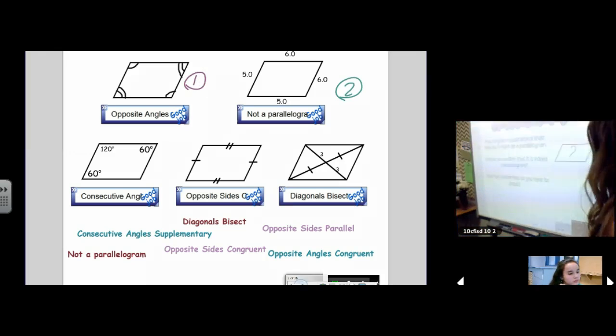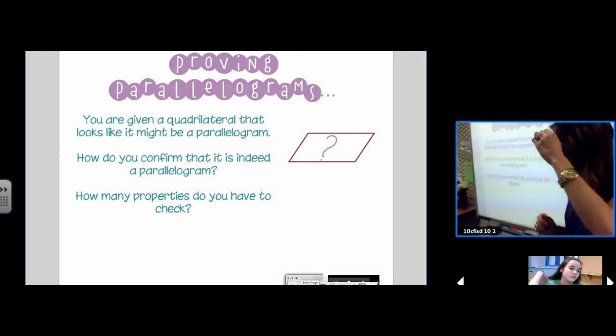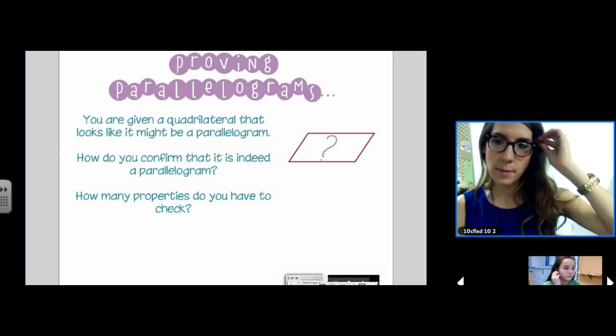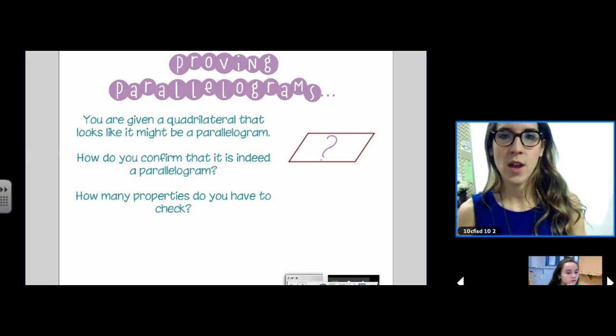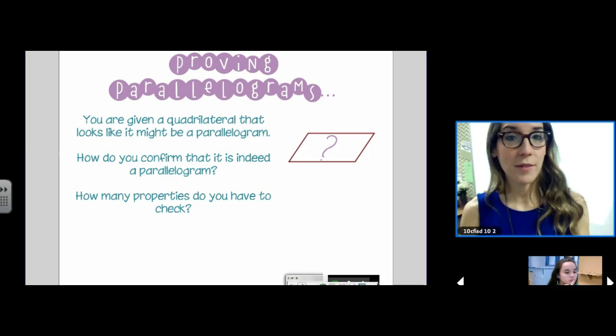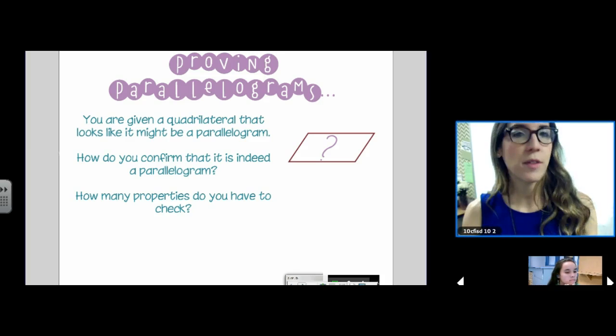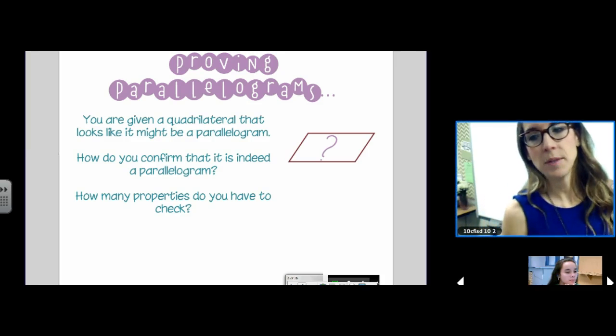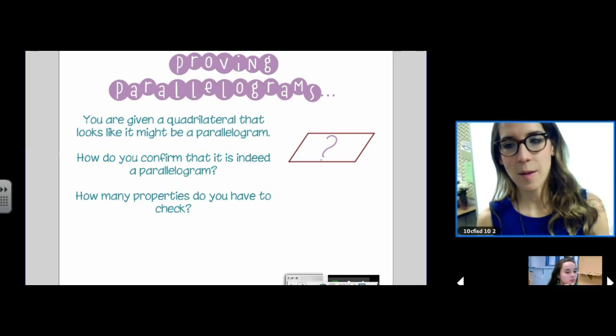All right. So, the title of today's lesson is Proving Parallelograms. Here's the thing about today. You are given a quadrilateral. Yesterday, you were given a parallelogram every time. Today, you're given a quadrilateral. That means a shape with 4 sides. It's your job to confirm if it's a parallelogram or not.